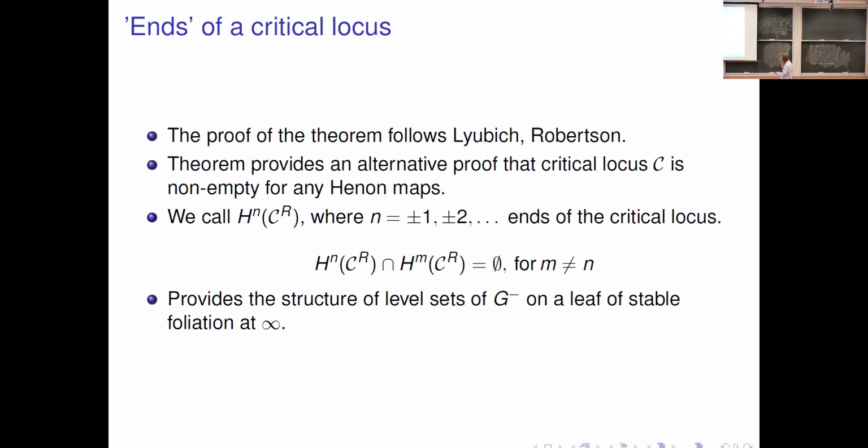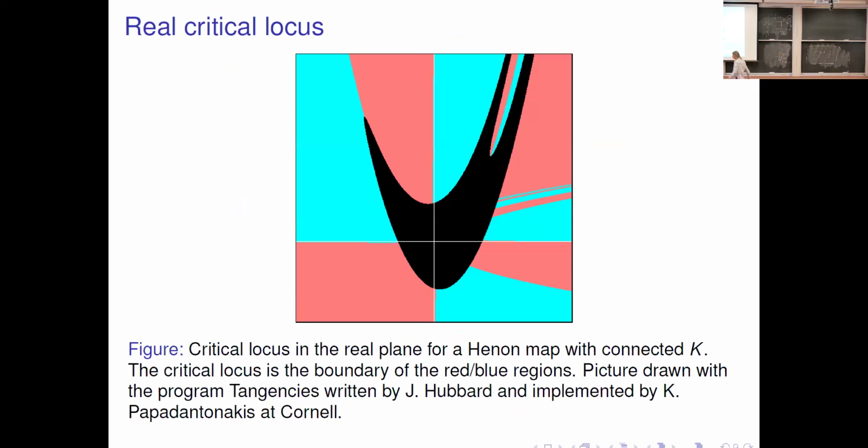So we have this prime end, and how am I doing on time? Five more minutes, okay. So let me then mostly show pictures. This is a picture of the critical locus in the real plane. It was produced by the program Tangencies, and recovered by Remus on a very old Mac. And it was produced by Papadantonakis at Cornell.